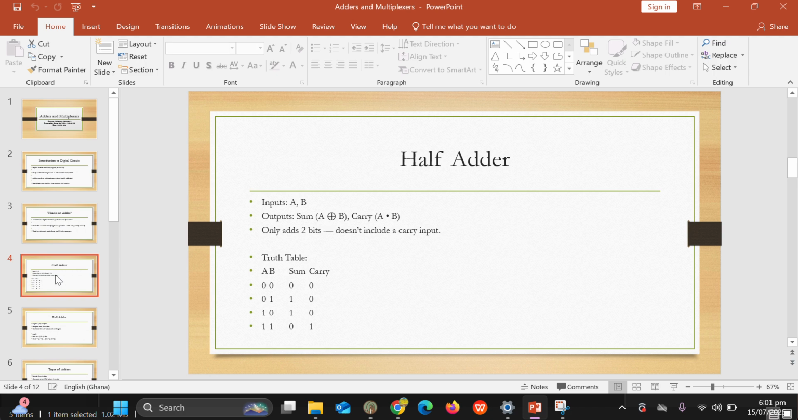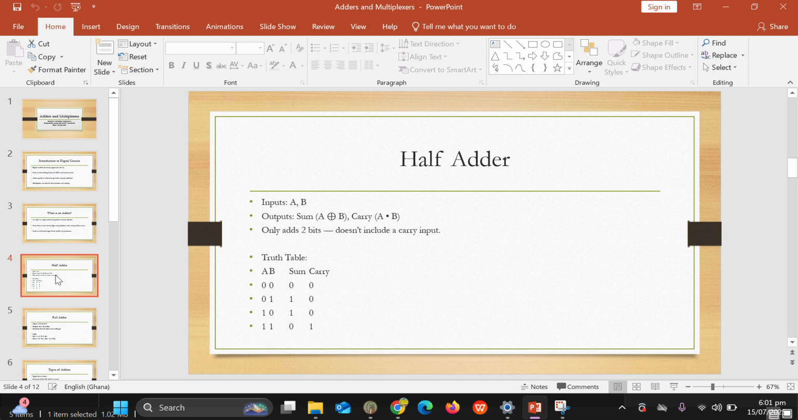Half adders. A half adder is the most basic form of an adder. It has two inputs, let's say A and B, and gives two outputs, sum and carry. The sum is obtained using an XOR (exclusive OR) gate, and the carry comes from an AND gate, as seen in the truth table.